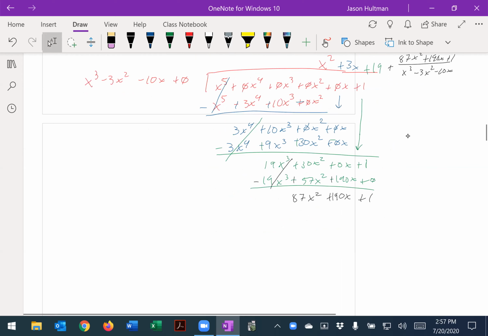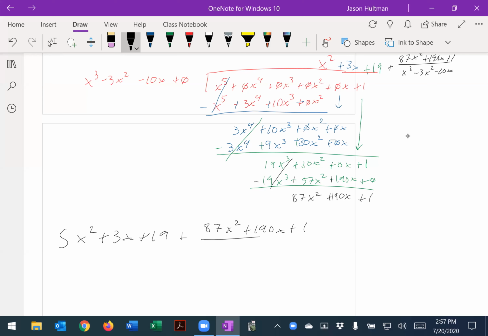Okay, so let's integrate this. Let's take the integral of x squared plus 3x plus 19 plus 87x squared plus 190x plus 1 all over x cubed minus 3x squared minus 10x, dx. So the first part of this is pretty easy to integrate. It's the last part that's going to be not too fun.